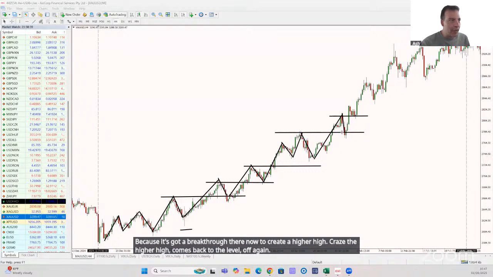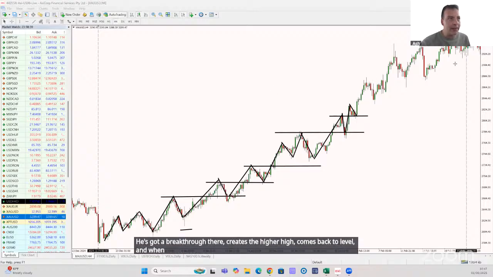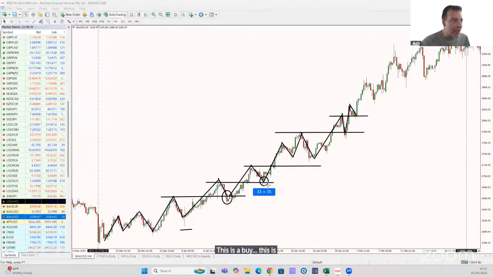It's going to break through there. Creates the higher high, comes back to the level. And when I say comes back to the level, these levels here where it's got to break through to create the higher high. So that was the first one there. This is a buy. This is where you'd be looking to buy it, just at the simple area where it's pulling back on a really strong trend. Let's see what happens next. Got to break through there.